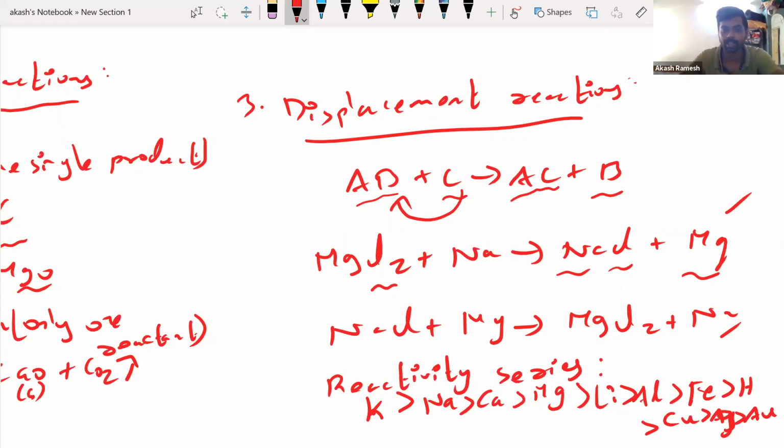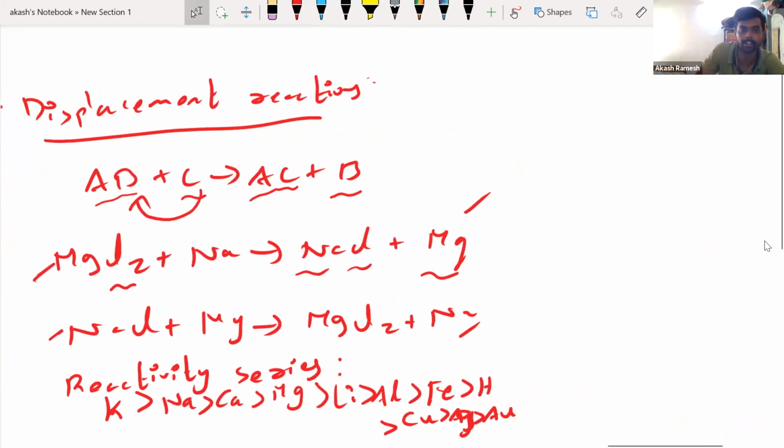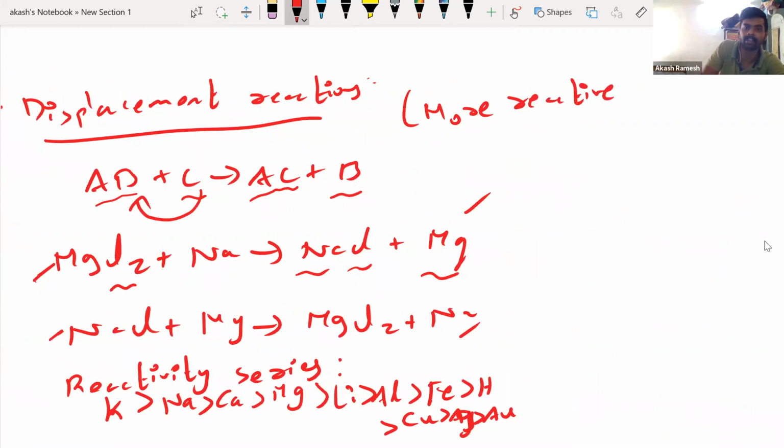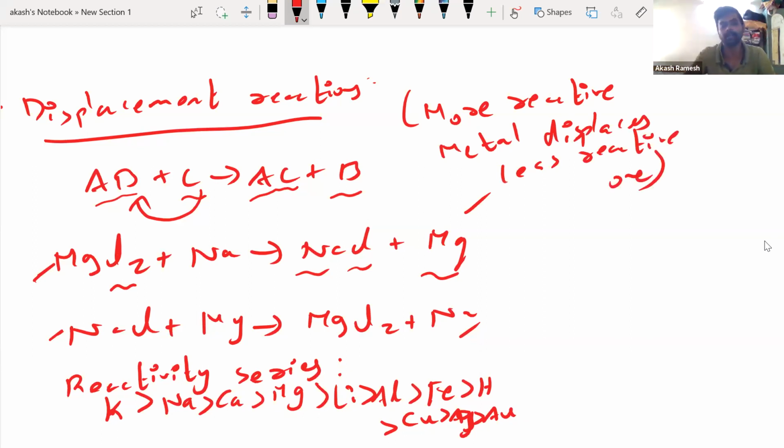So you see here, now for the reaction which we wrote, for the first reaction and second, we will check whether it's correct or not. Now, please understand one phrase I want you to remember. For a displacement reaction, more reactive element or more reactive metal displaces less reactive one. So whichever element is more reactive, that element is capable of replacing the other element from its salt.